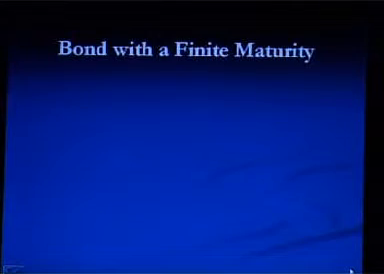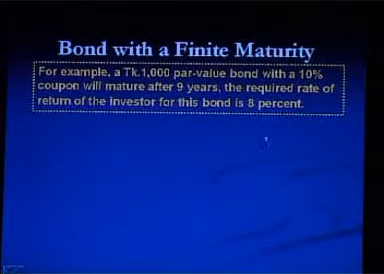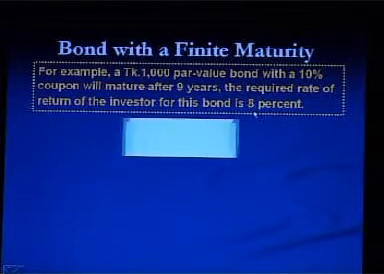What will happen if the required rate of return is lower than the coupon rate? That means if we take required rate of return as 8%, then what will be the intrinsic value of the bond? Let us see. Here I am using the same example of a taka 1000 par value bond with 10% coupon that will mature after 9 years. The required rate of return of the investor for this bond is 8%. You can see the change here. Previously it was 12%, now I change, it is 8%.